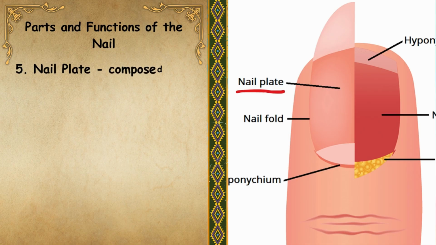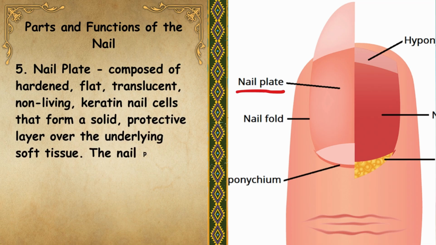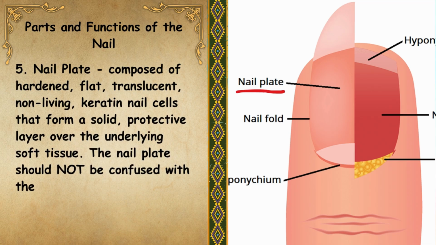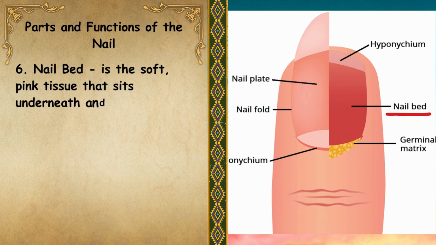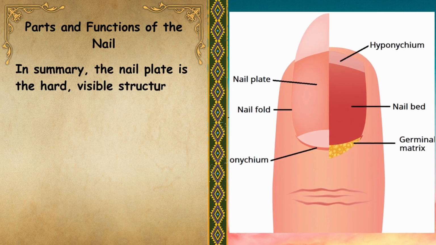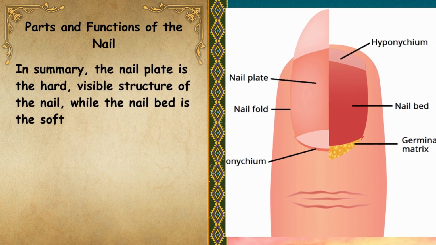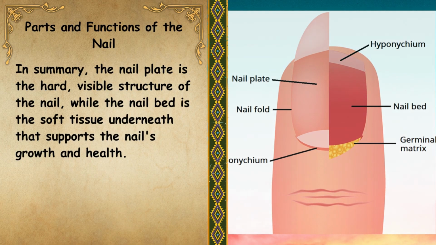5. Nail plate. Composed of hardened, flat, translucent, non-living, keratin nail cells that form a solid, protective layer over the underlying soft tissue. The nail plate should not be confused with the nail bed. 6. Nail bed. It is the soft, pink tissue that sits underneath and supports the nail plate. In summary, the nail plate is the hard, visible structure of the nail, while the nail bed is the soft tissue underneath that supports the nail's growth and health.